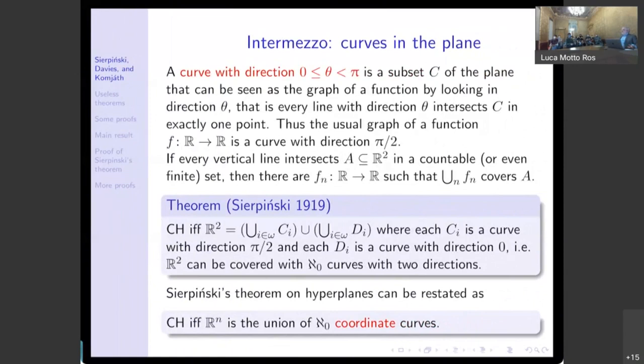coordinate curves. I will not write down the coordinate curve, but I think it's pretty obvious what I mean. You choose one of the coordinate axes, and so you have finitely many functions that describe a point floating in the axis. And since we have countably many of these hyperplane sections, choosing countably many points on the plane, you can just get these curves, these functions that go through these points.